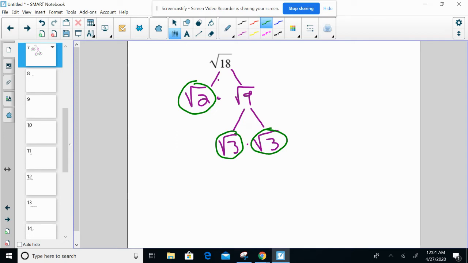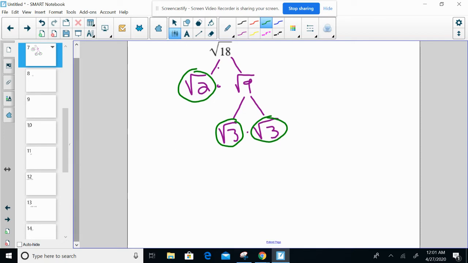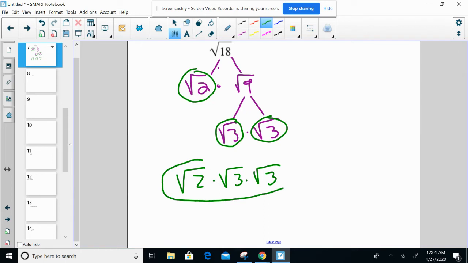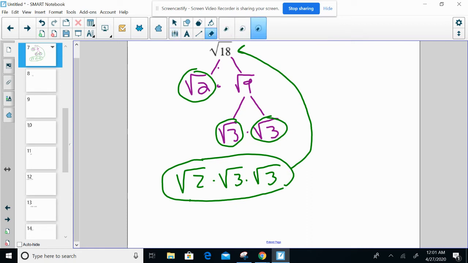A lot of people call this a factor tree. It does look like a Christmas tree starting at the top and kind of branching down. And let's list it out. Square root of 2 times square root of 3 times square root of 3. So what we have here that I'm about to circle equals the square root of 18. 2 times 3 is 6. 6 times 3 is 18.